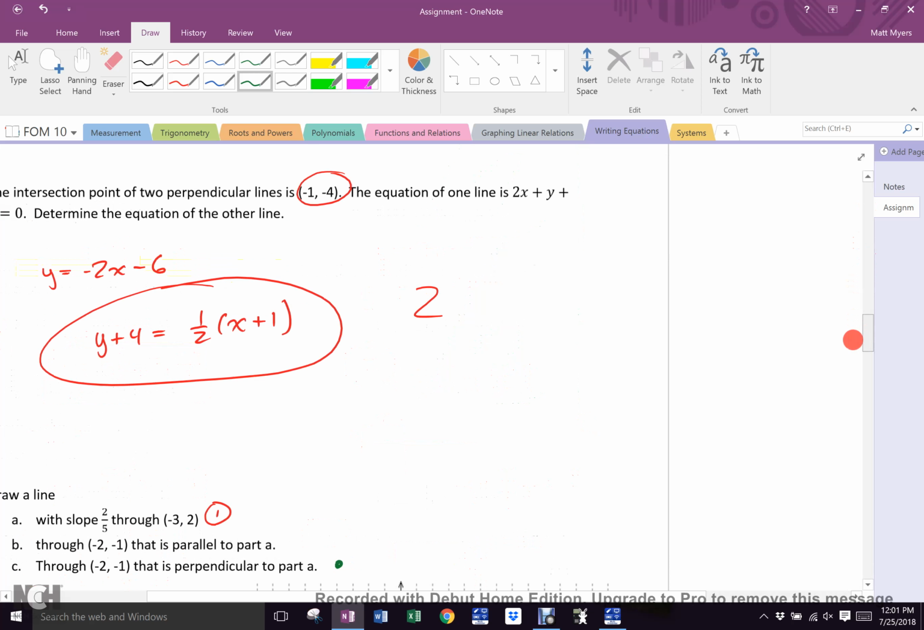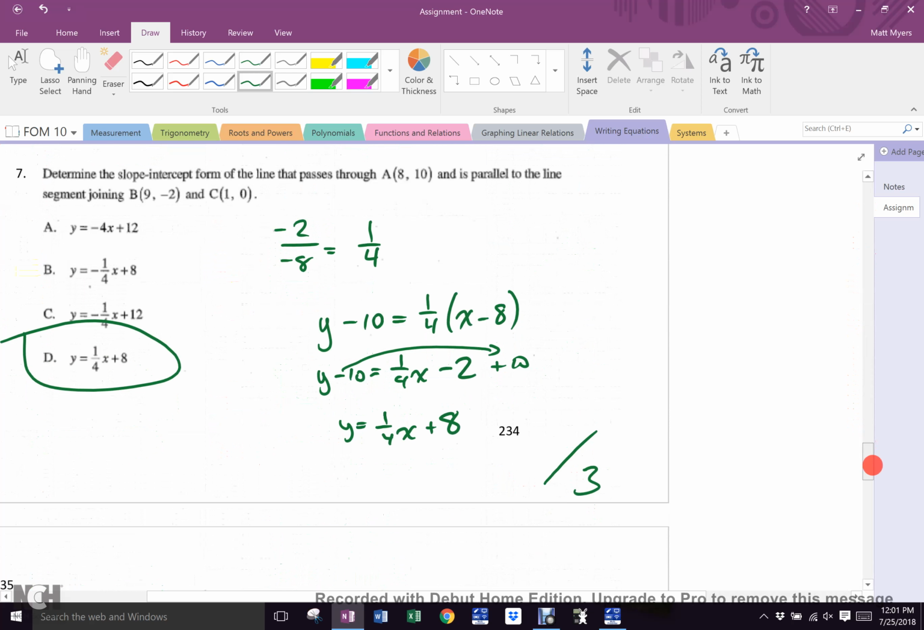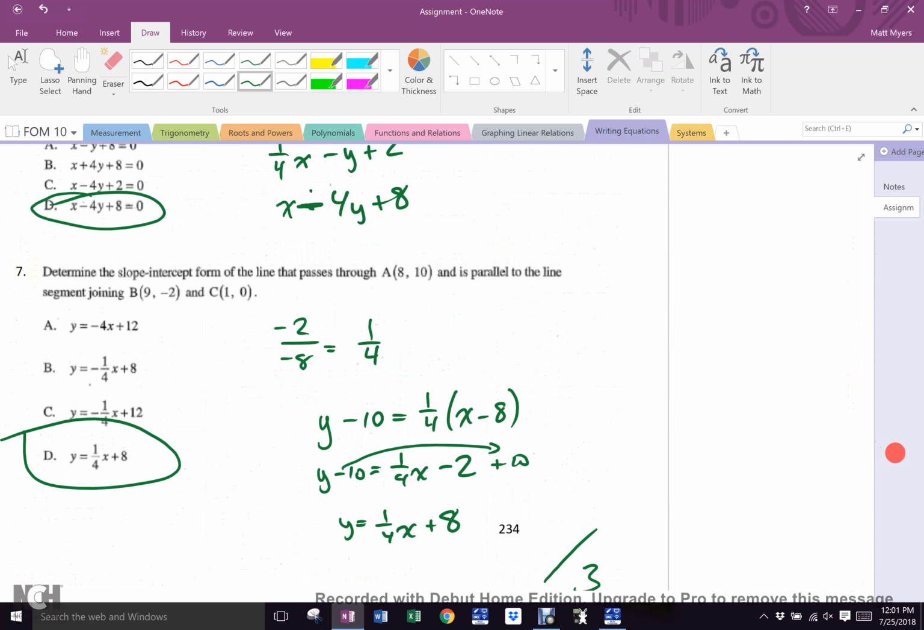Number 7. What about it? I'm sorry, I can't hear you. Let's check. 0 minus -2 is positive 2. Yeah. So that should be -1/4. So it should be B. Thank you.